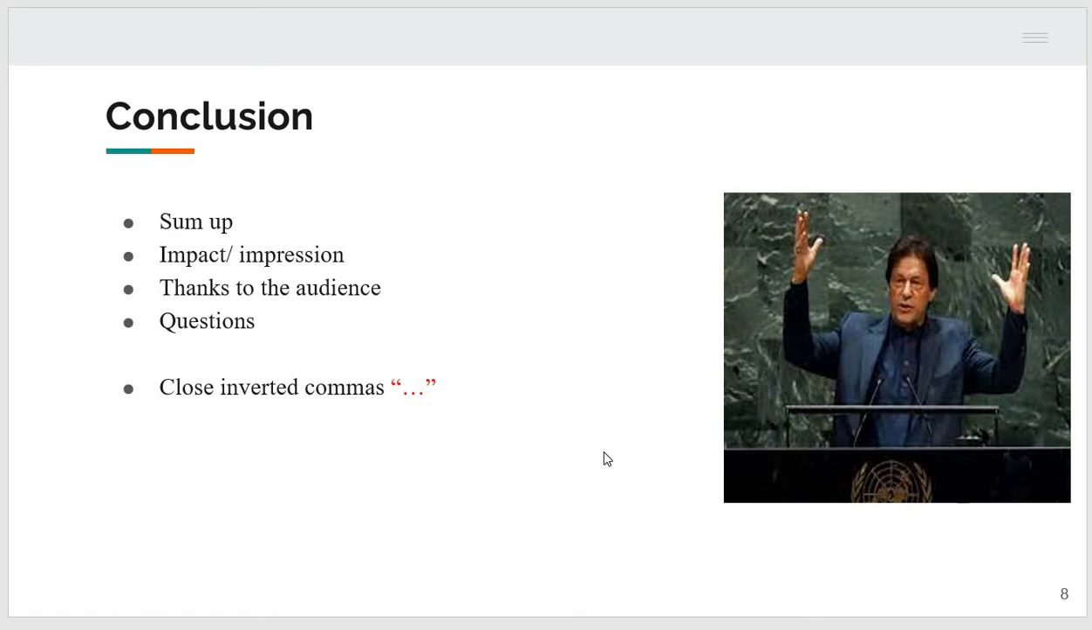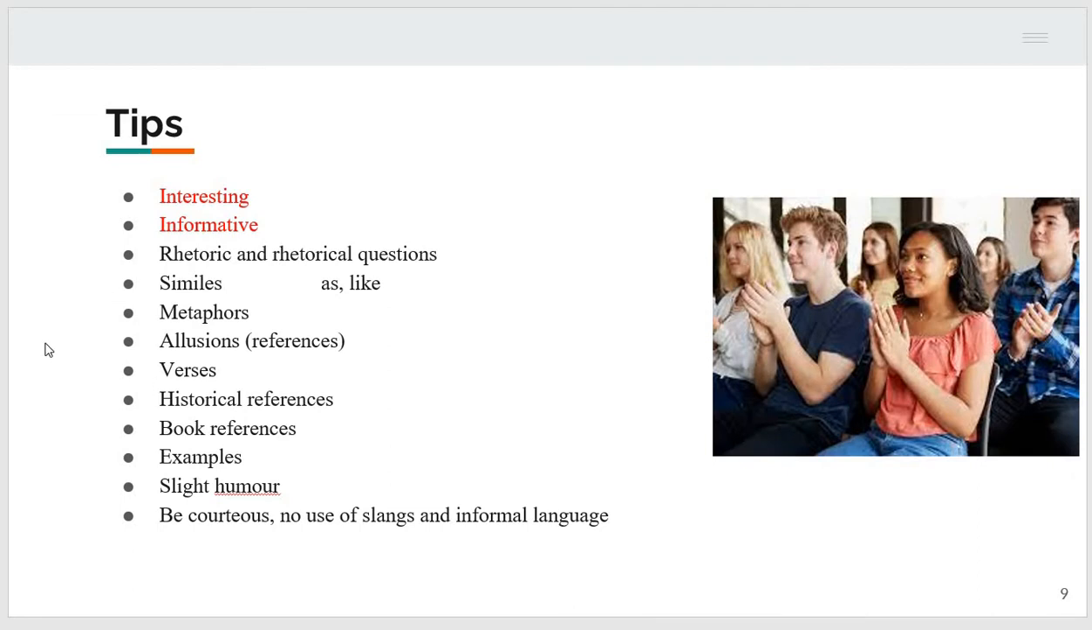Conclusion. You sum up the whole topic and you create the impact and impression on the listeners. And in the end, you thank the audience and ask if there is any question. And in O level paper, remember to close inverted commas. This is very important. Some tips for your speech writing.